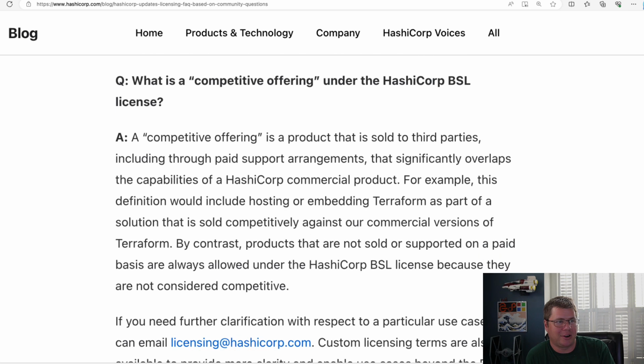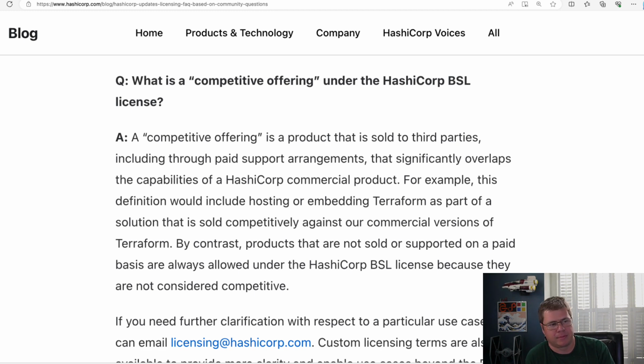Now we've got all this clarity, and now we're just getting into the questions. So, what is a competitive offering under the license? A competitive offering is a product that is sold to third parties, including through paid support agreements, that significantly overlaps the capabilities of HashiCorp's commercial product. This definition would include hosting or embedding Terraform as part of a solution that is sold competitively against our commercial version. By contrast, products that are not sold or supported on a paid basis are always allowed under the HashiCorp BSL license. So if you don't sell that offering, it's not competitive.